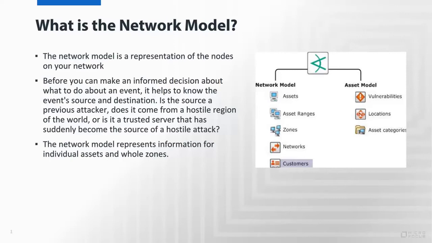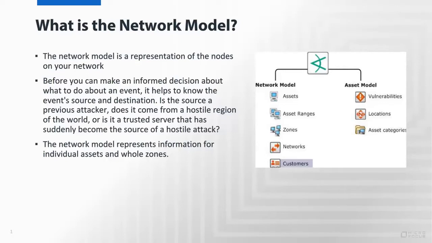Well, the network model consists of customer, network, zones, asset ranges, and assets that ultimately represent the individual nodes that make up the network. They could be your subnets within the topology of your network, such as your DMZ. It could be, for example, your PCI enclave.